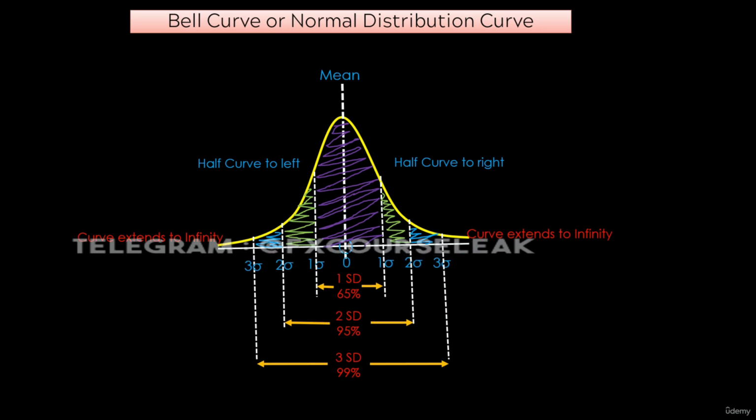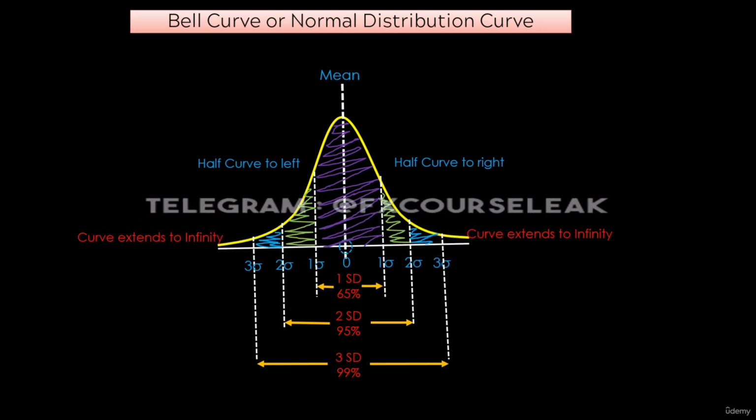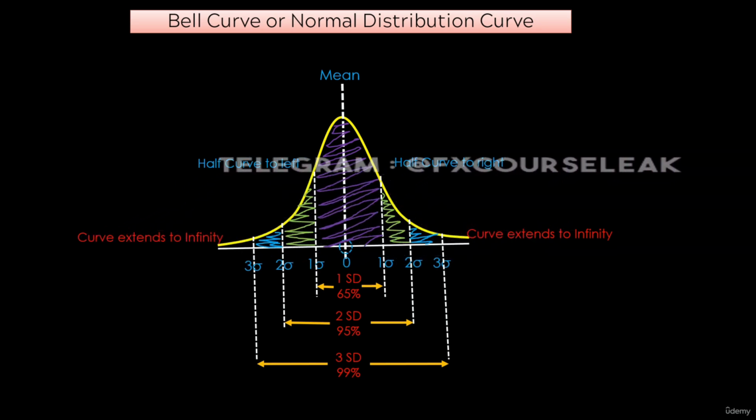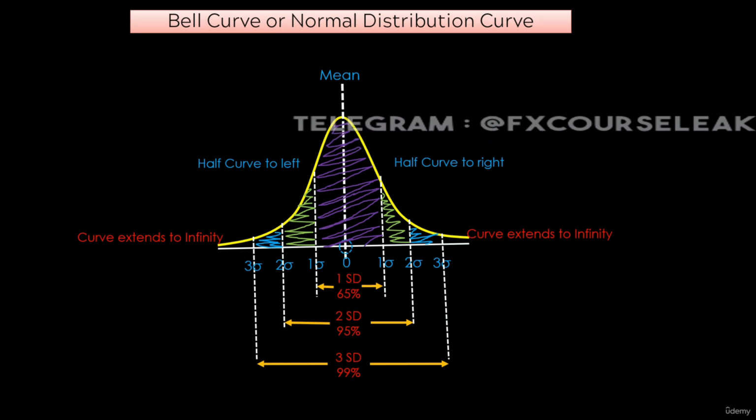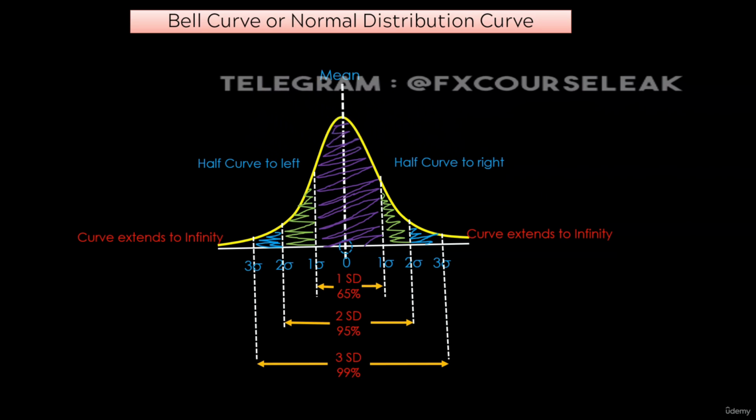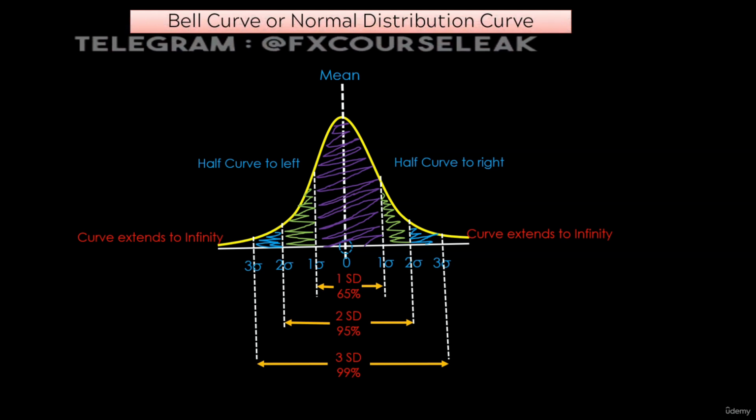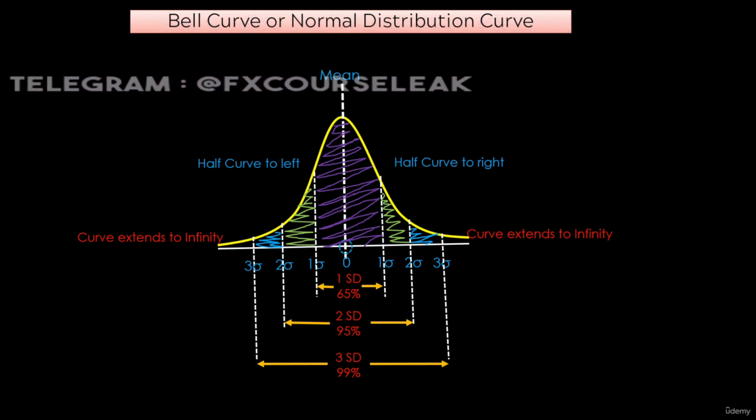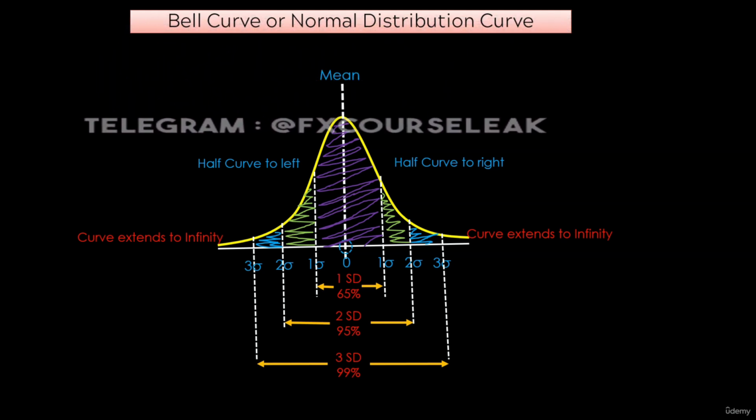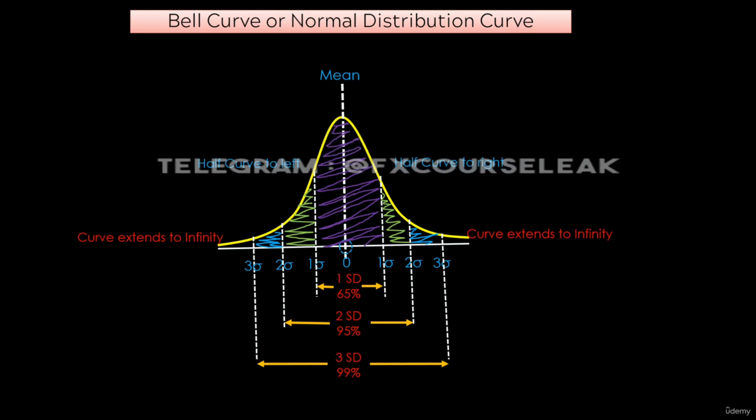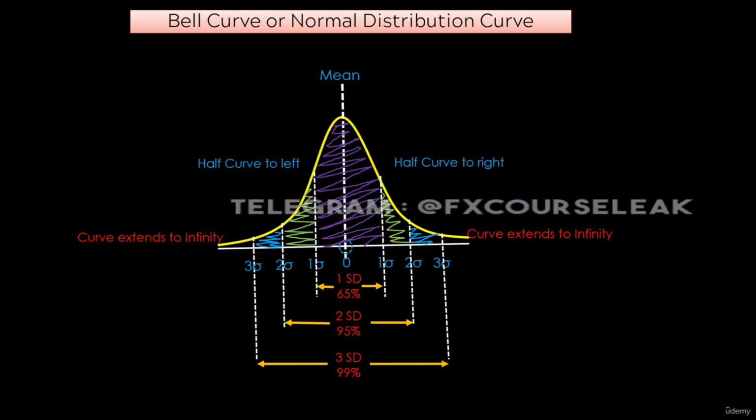Now, in Bollinger Band terms, simply said, 1 standard deviation encapsulates 65% of price action inside the upper band and lower band. Then 2 standard deviation will cover 95% of price action inside the upper band and lower band. And lastly, 3 standard deviation will encapsulate 99% of price action inside the upper band and lower band.